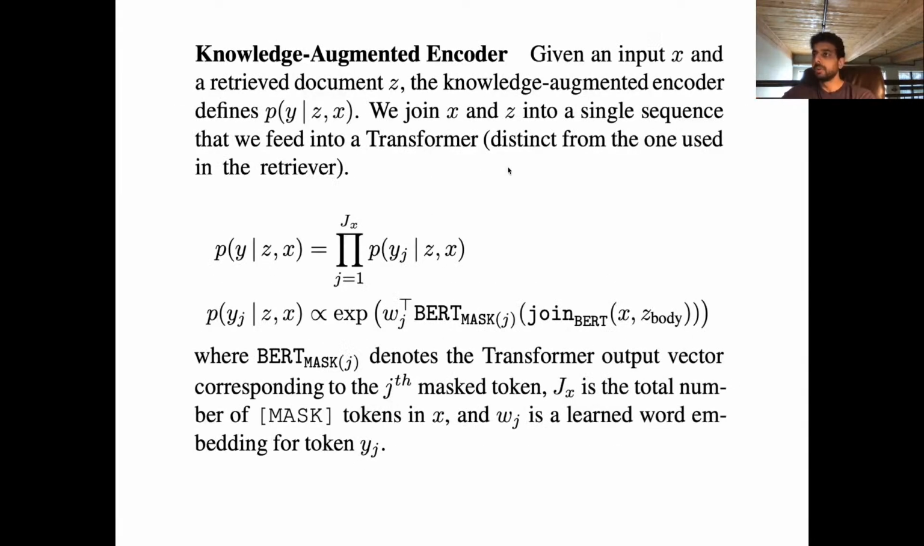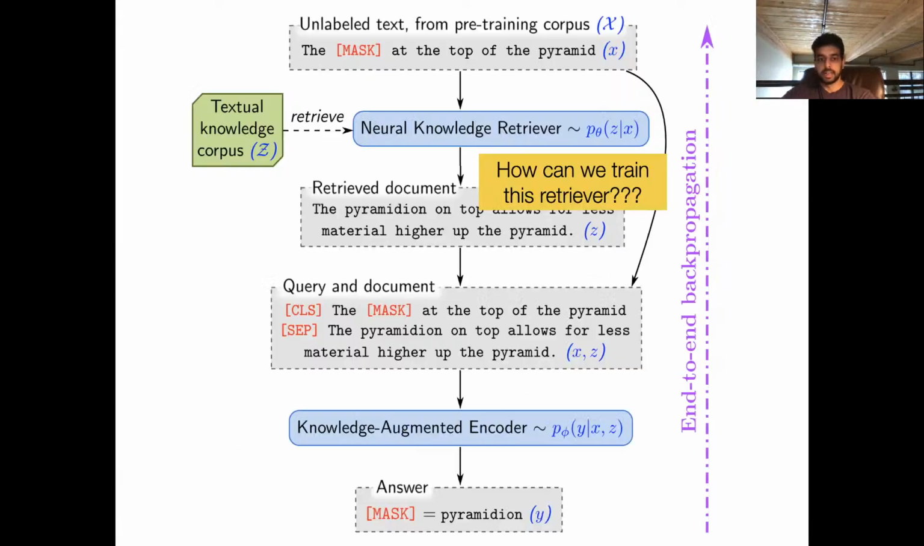How are we going to use this to predict the token that goes in the mask? And this is also very simple. Once you have this document, you're just going to essentially concatenate the original input with the retrieved document and then feed it into a separate BERT model that's going to actually be doing the mask token prediction. So yeah, it's exactly what you see in this picture here. We've retrieved this document. Now we're just going to append it to our original input.